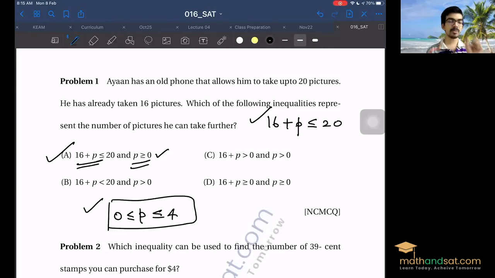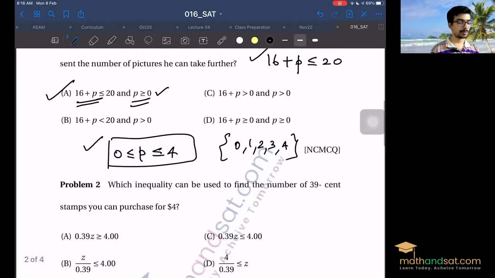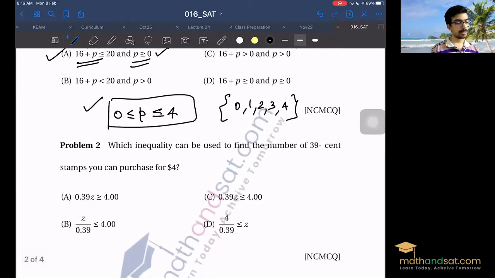This will take only integer values because it's the number of photos. It can't be a fraction. You can't take half a photo. You can't take half a picture. You can't take quarter of a picture. You understand what I'm saying? So the solution set does not represent all numbers from 0 to 4 on the number line. It represents the whole numbers from 0 to 4 on the number line. If you represent it as a set, it will be 0, 1, 2, 3, 4. The set of all whole numbers which are between 0 and 4. Got it?